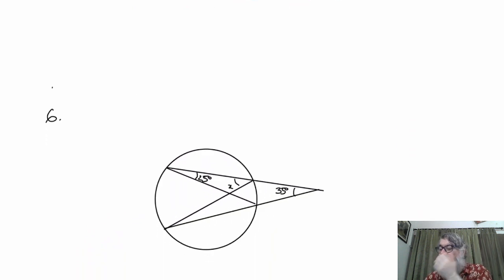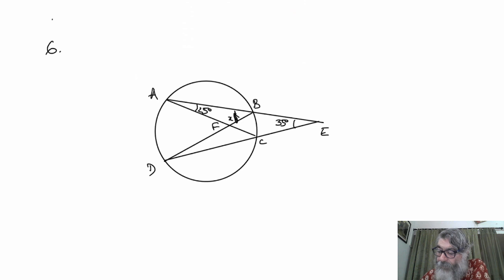Okay. Now let us see again this figure. If you want to name it, let me name it again: A, B, C, D, E, F. Now he wants to find this angle X. What I can do is find angle ACD. Angle ACD will be equal to angle CAE plus angle AEC.